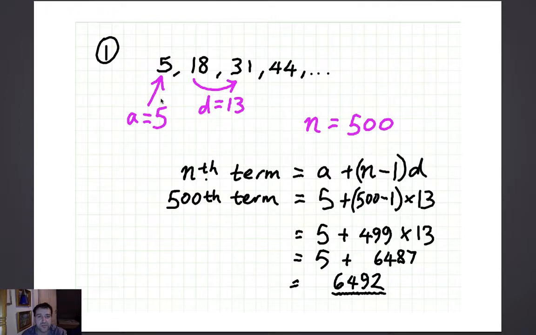We had the first term, which was 5. We had a common difference of 13, so d is 13. And then the question was, find the 500th term, so n equals 500. So we stuck all of those into the formula for the nth term. The nth term is a plus n minus 1 d. So the 500th term is 5 plus 500 minus 1 times 13. And then remembering to do multiplication before addition and brackets before multiplication, that all comes to 6,492 as the 500th term.